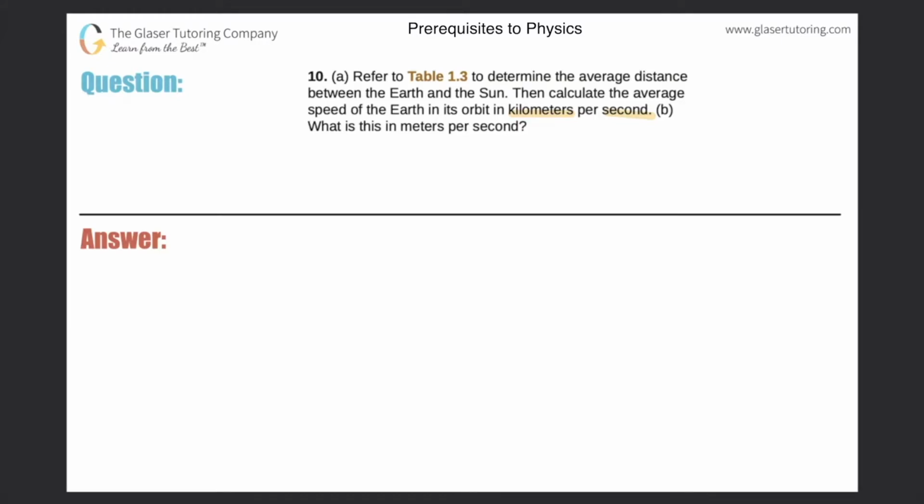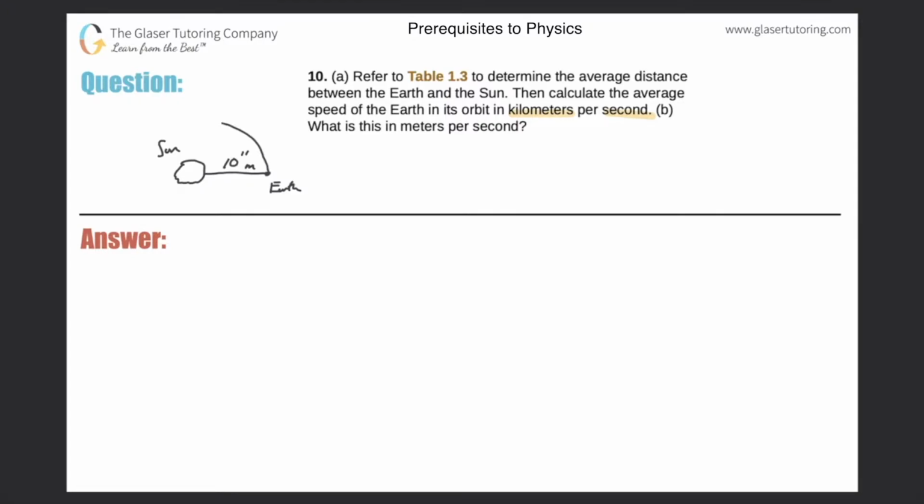So let me draw a simple picture. Let's say here's the Earth as a dot, and then let's call this object the Sun. So here's the Sun and here's the Earth, and the distance between the two, as it says in the book, is 10 raised to the 11 meters. Now it wants us to calculate the average speed of the Earth in its orbit in kilometers per second. So first we need to conceptualize how the Earth travels around the Sun. It travels in an orbit, and it travels in a circular orbit.